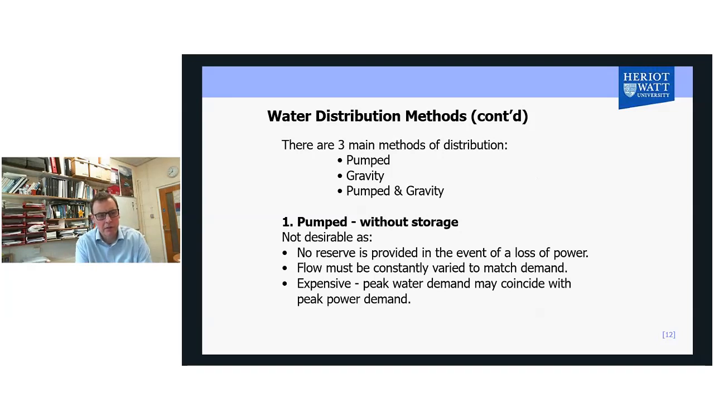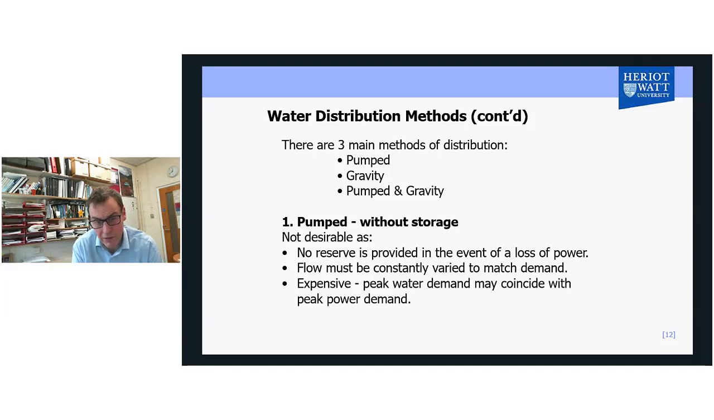Right, so in terms of network types, there are really three different types: pumped, gravity, and pumped and gravity. Pumped systems are where the water is pumped from some location to individual properties. Now, pumped without storage isn't a good idea because there's no reserve provided in the event of a loss of power. So when you lose power to your pumping station, you lose water supply.